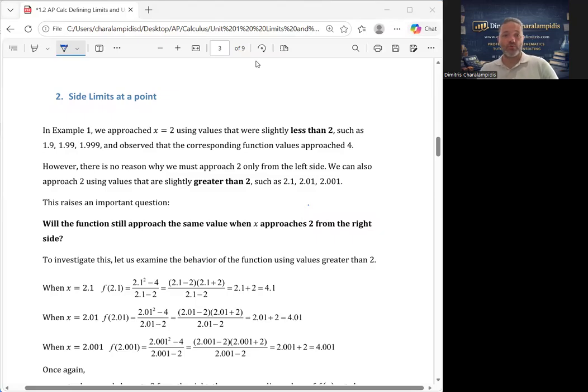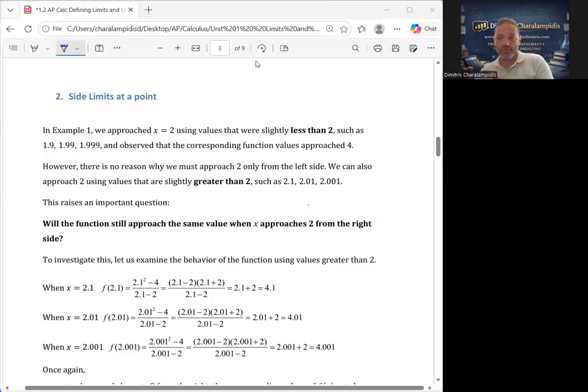Can a function approach two different numbers at the same point? It sounds impossible until we remember that we can approach a point from two different directions, from the left and from the right. If those two sides disagree, something very important happens to the limit.